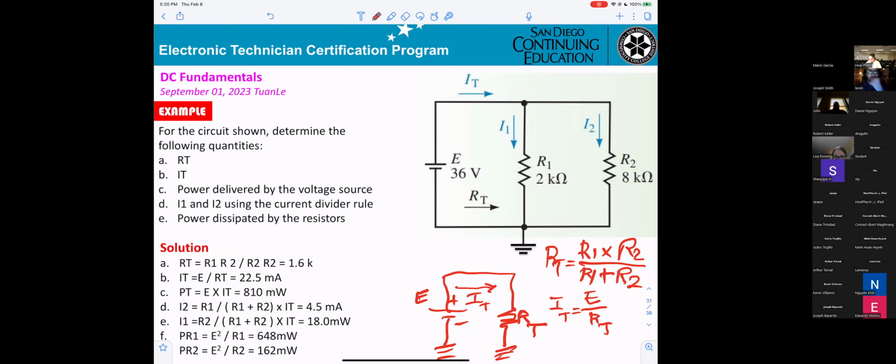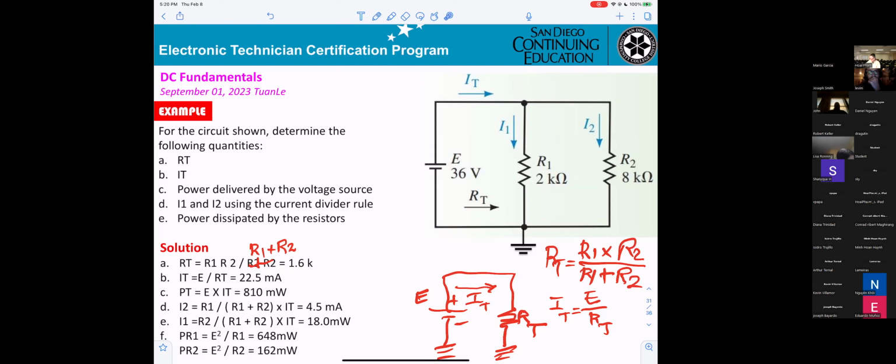Okay, thank you. R1 plus R2. Yeah, thank you. R1 plus R2. Okay, right, yeah, that's correct.